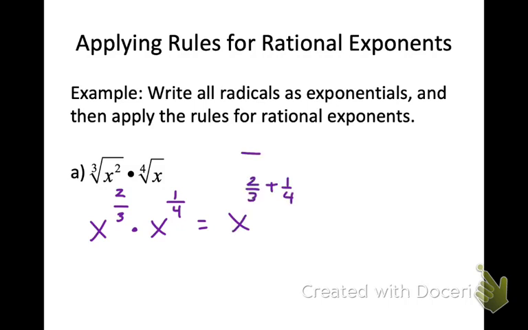In order to do that, I got to get a common denominator of 12. So that would be 8/12 plus 3/12, right? Times 4 times 4. So 11/12. We get x to the 11/12. Since it was starting out as a radical, I'm going to convert this back to a radical, which would be the 12th root of x to the 11th.